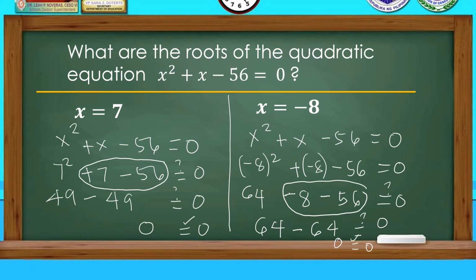Therefore, since the two values of x, 7 and negative 8, satisfy the quadratic equation x squared plus x minus 56 equals 0, the roots of the quadratic equation are 7 and negative 8.